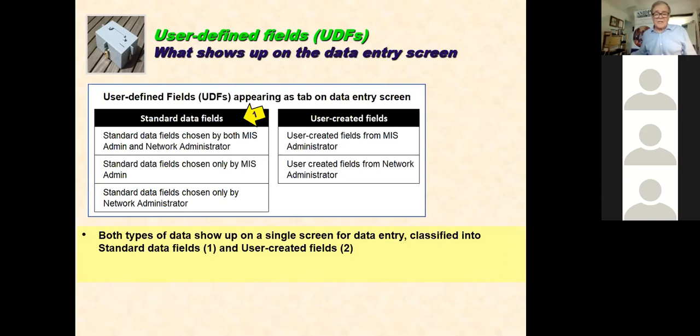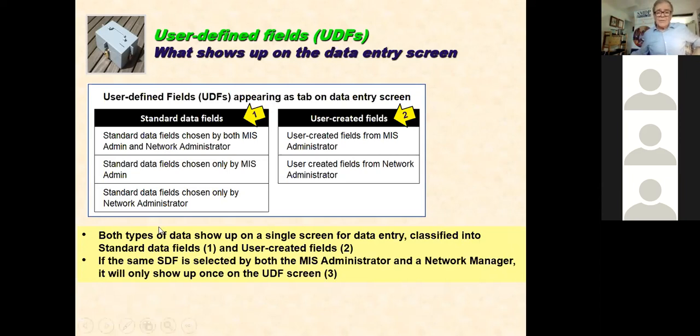both types of data show up in a single screen, classified into standard data fields and user-created fields. So it shows up on one screen, okay? You enter the data on one screen, which is classified into those two areas. And if you select a standard data field as MIS administrator, and a network manager chooses the same standard data field, it will only show up once. You only have to enter the data once, and the result will show up in both places.